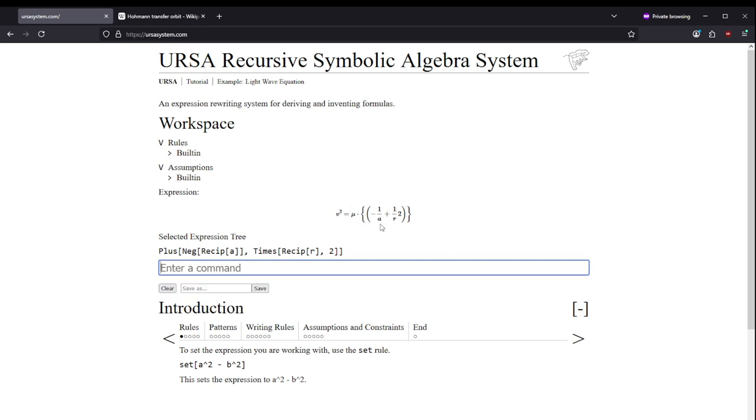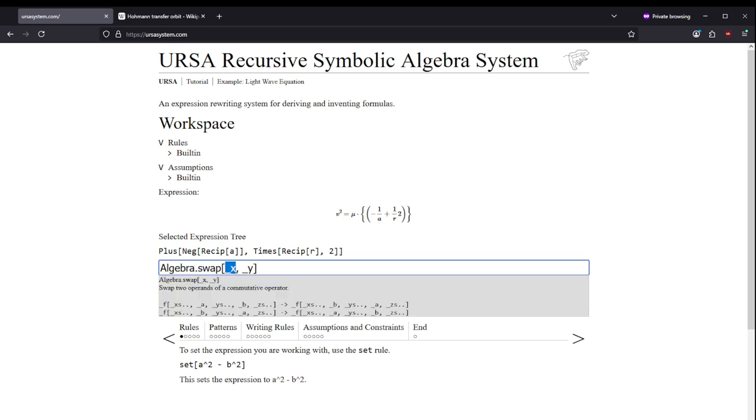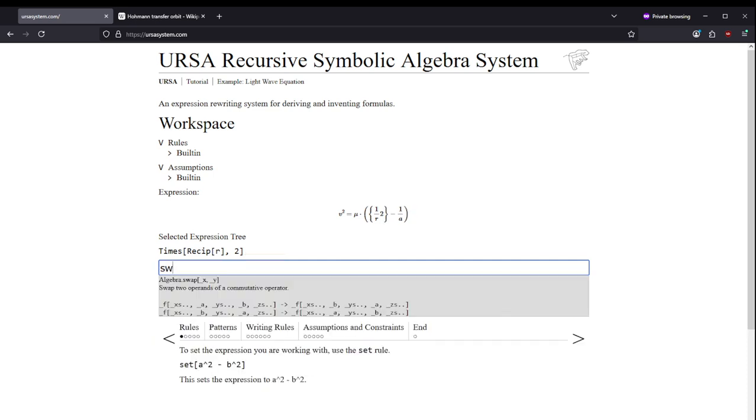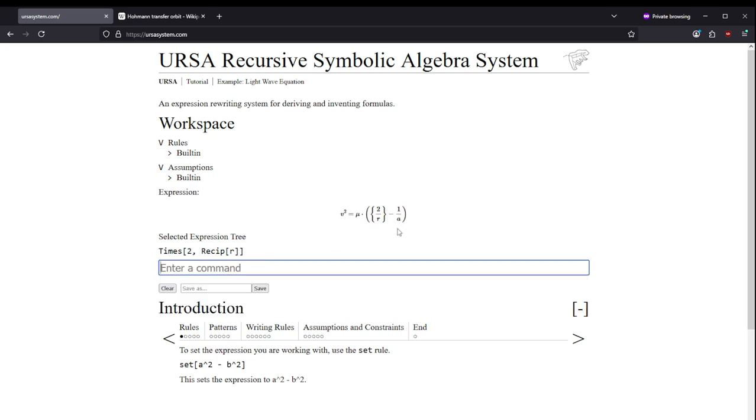So now we have this thing that mu is multiplied by, and we can just use the swap command to reorder the terms in here. Swap the terms of the sum and then swap the terms of this fraction. You'll notice here, in the expression tree, it says it's the product of the reciprocal of r with 2, which is why the 1 over r appears on the left-hand side. So when we swap that, we get this nice fraction.